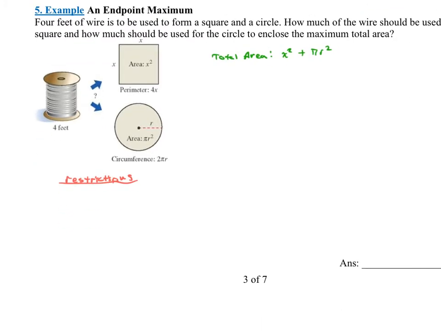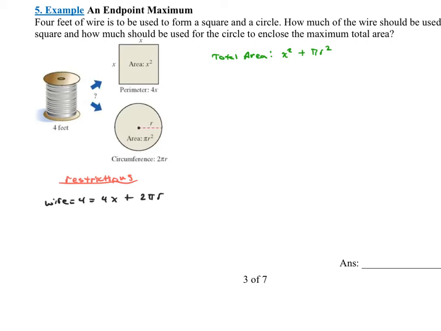And what the restrictions are is the total of the outsides, the perimeter of the square and the circumference of the circle, has to be 4 feet. So let's think about that. To find the wire used, which is 4 feet, we know that we'd have to do the entire square. Well, the outside of the square would be 4 of the x's, so that would be 4x, plus the circumference of the circle, and the circumference of the circle is 2 pi r.